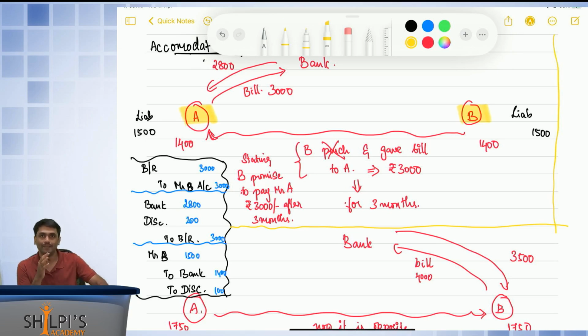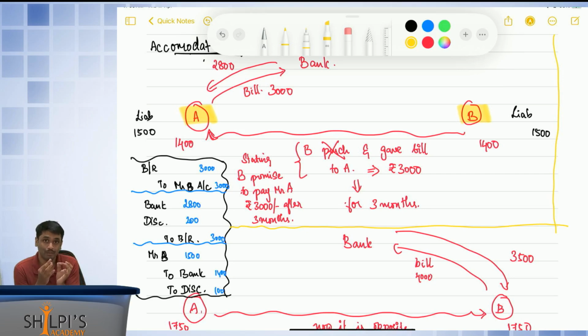Generally what happens? Generally A will make a sale to Mr. B and B will not have sufficient cash to immediately pay Mr. A. So what he does, he gives a bill saying I promise to pay you a sum of rupees 3,000 or 5,000 at the end of 3 months or 4 months, whatever it is. But in case of an accommodation bill, neither has A made any sale nor is there any existing liability from B to make any payment to Mr. A. This is how the scenario would be.